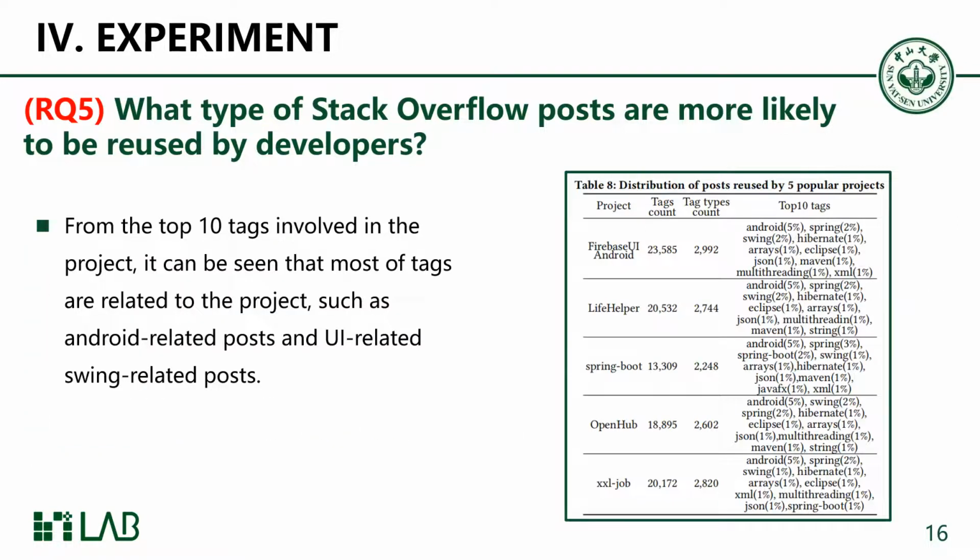And we select 5 popular projects and then calculate the percentage of posts they reuse as shown in Table 8. From the top 10 tags involved in the projects, it can be seen that most of the tags are related to the projects, such as Angular related posts, UI related posts, and Spring related posts.